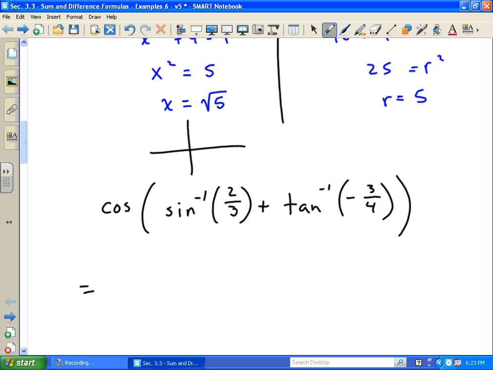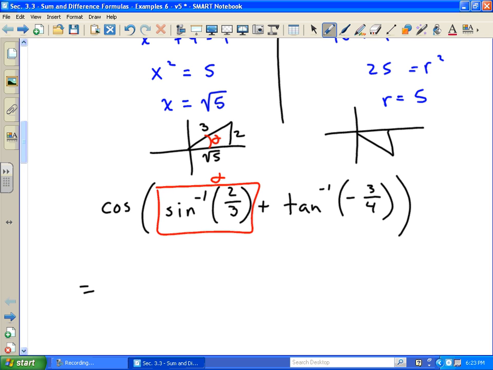The first triangle that I found was in quadrant 1. We had that the sides were square root of 5 for x, 2 for y, and 3 for r. And that was for alpha, which we're considering to be this part. And then for the other triangle, that other triangle is actually in quadrant 4. For its sides, we had negative 3 as the y, 4 as the x, and then 5 as the r. We were saying that that triangle was beta. And this is what we were considering as beta.